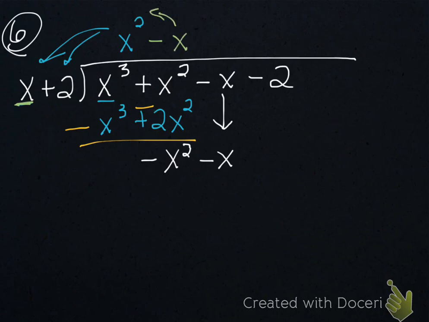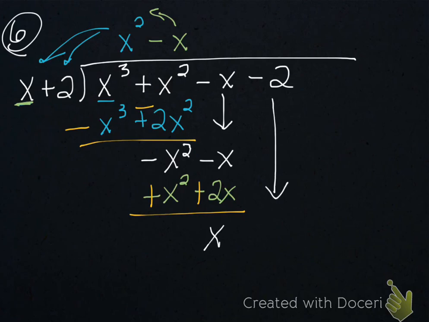Distribute. X times x, x squared, and it's a negative. X times 2, negative 2x. Draw your line, change both signs. Plus, plus. Now add. Negative x squared plus x squared is 0. Negative x plus 2x is x. Bring down the next term, minus 2.